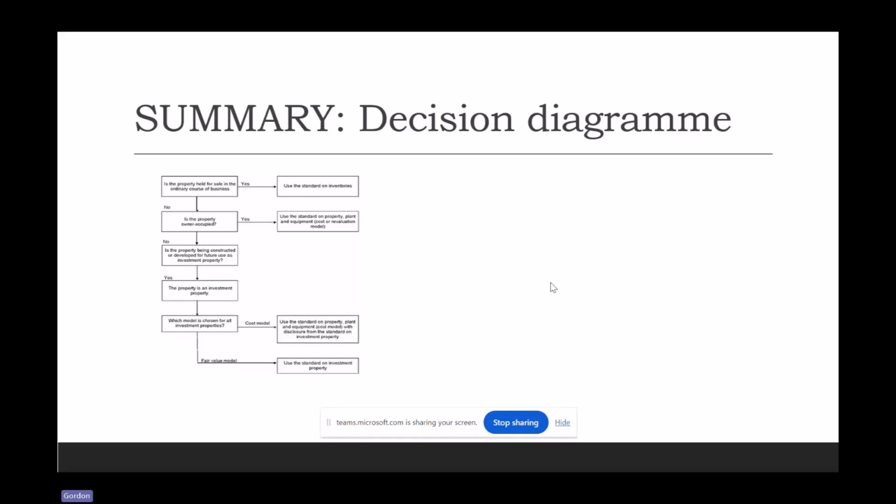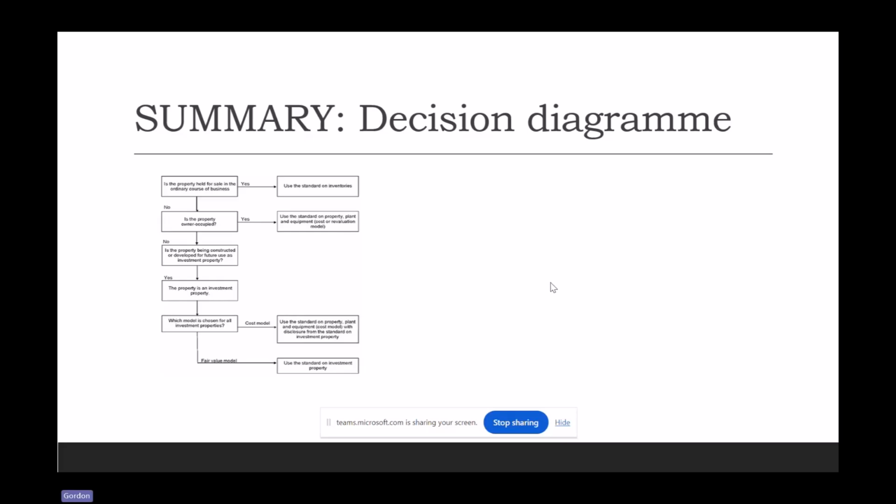So if we go to IAS 16, property, plant and equipment, it tells us that there are two models that they use there. When we're looking at property, plant and equipment, we're looking at the cost model and the revalued model, or the revaluation model. In both cases, you depreciate the asset. But when we talk of fair value, we don't depreciate it.